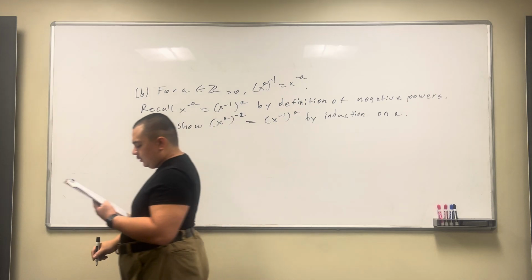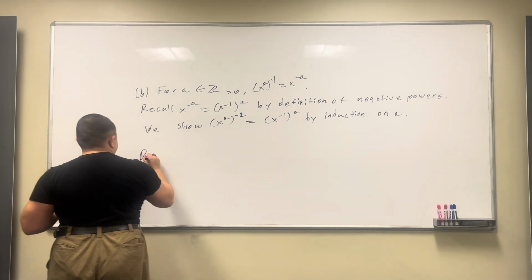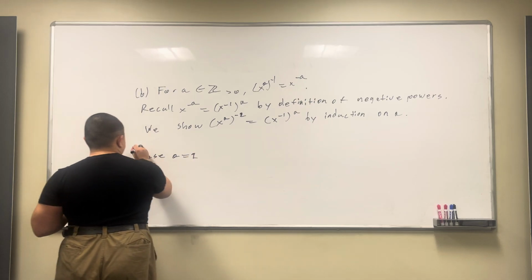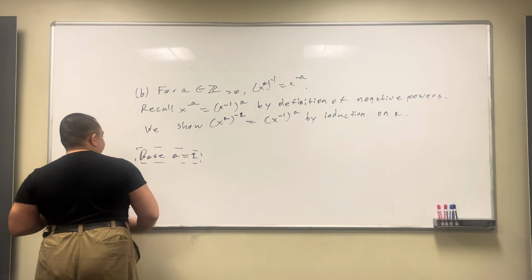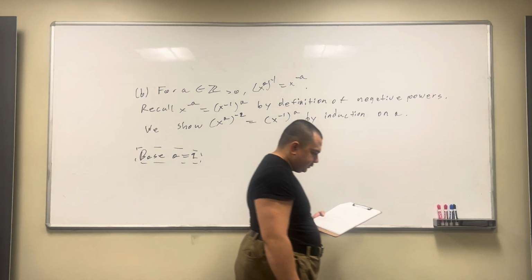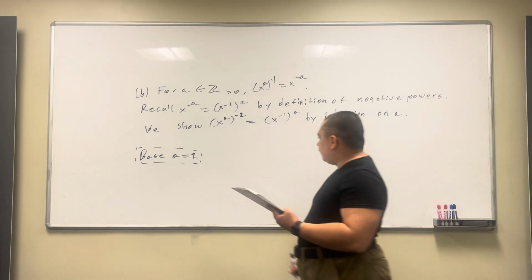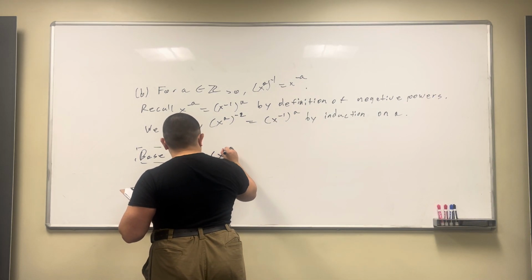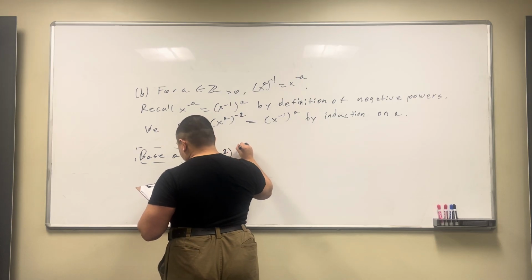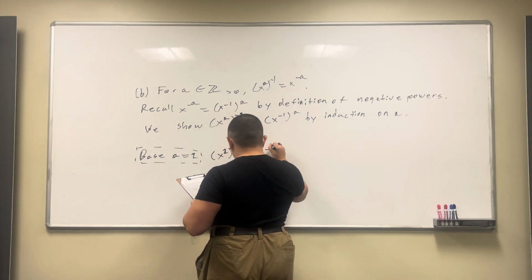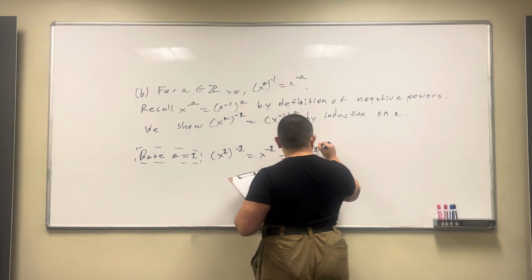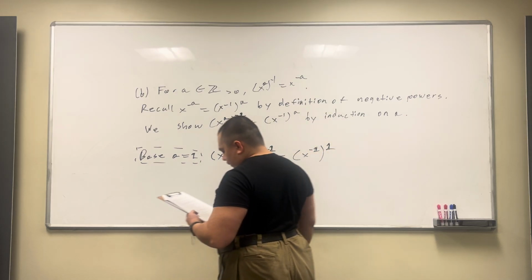So we start with a base case, right? In the base case, a is equal to 1. And for that we say (x^1)^(-1) is equal to x^(-1), which is equal to (x^(-1))^1.